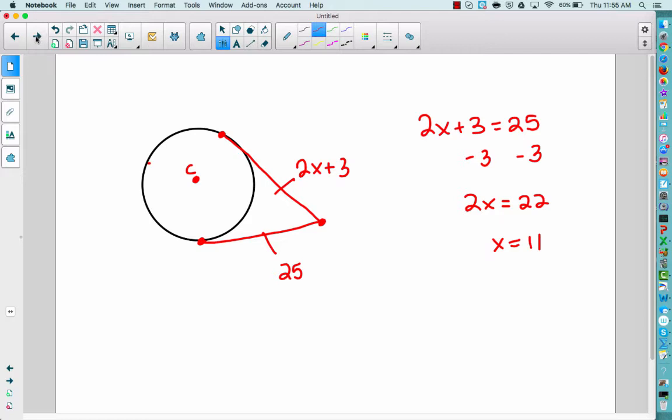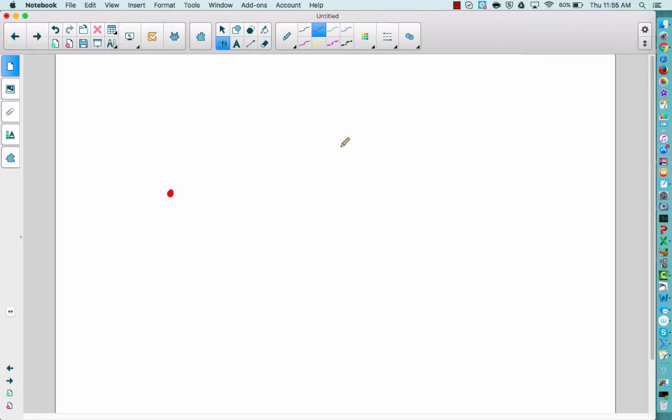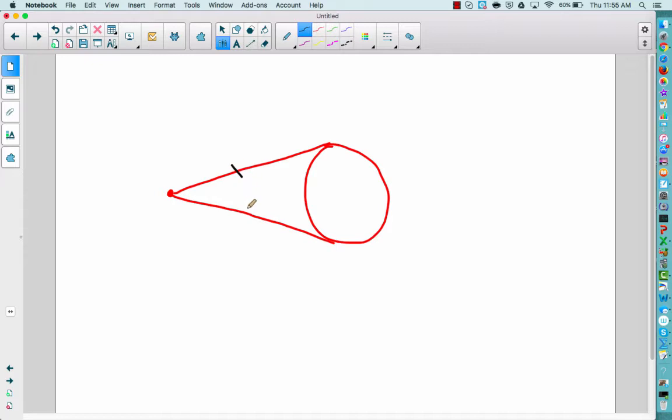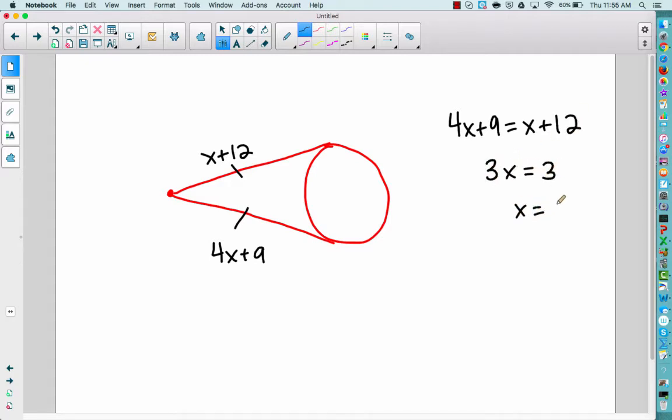All right, the other triangle. I look, there's a point and a circle, and I have 2 tangents drawn to the circle. That makes it the clown hat theorem, so these are equal. So x plus 12 would have to be equal to 4x plus 9. So 4x plus 9 equals x plus 12. And so 3x equals 3 and x equals 1.